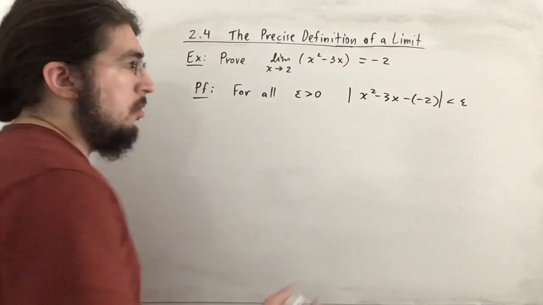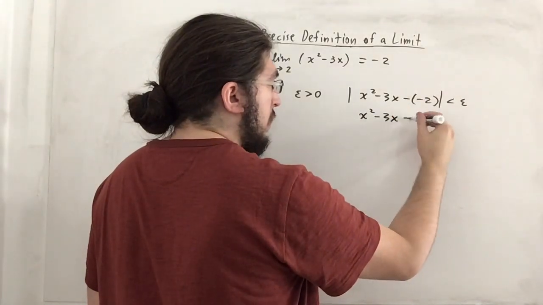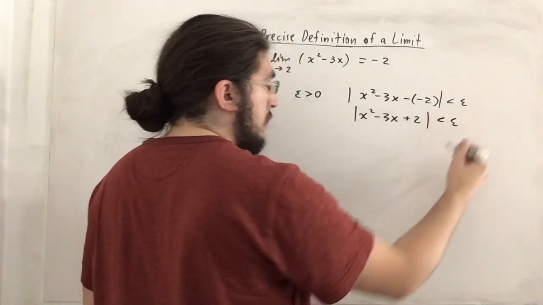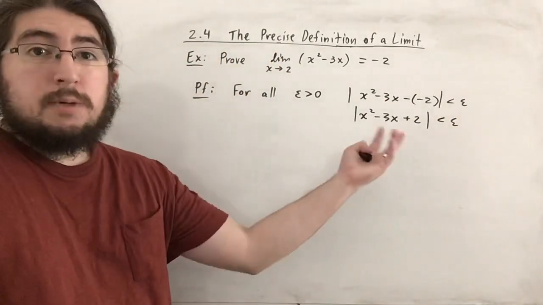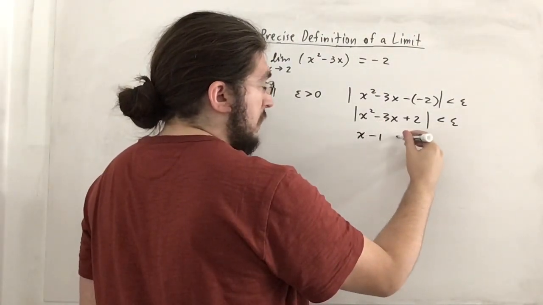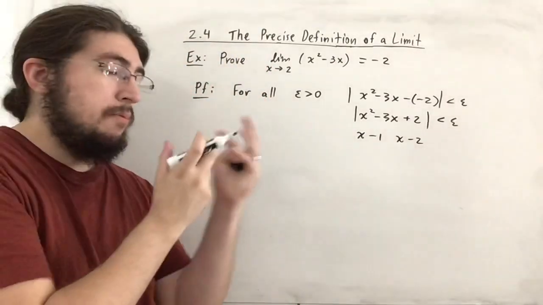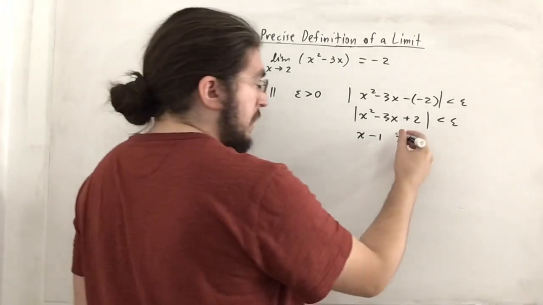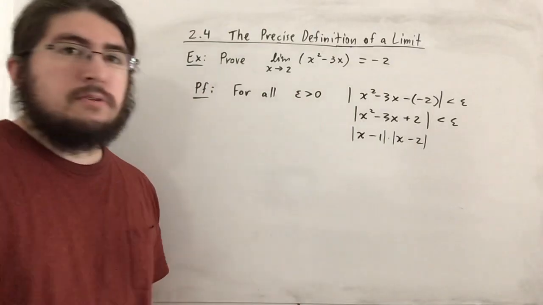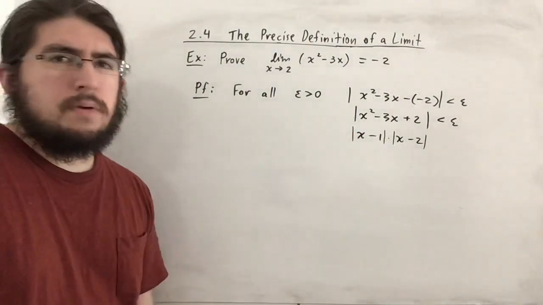So notice that if we manipulate this a little bit, we get x squared minus 3x plus 2 in absolute value is less than epsilon. Now, the great news here is that we can actually factor this. This factors as x minus 1 times x minus 2. Now, you probably expect me to write them in parentheses, but I'm going to write them each in absolute values. The reason we're allowed to do this is because the absolute value of a product is the product of the absolute values, so it's just a property.